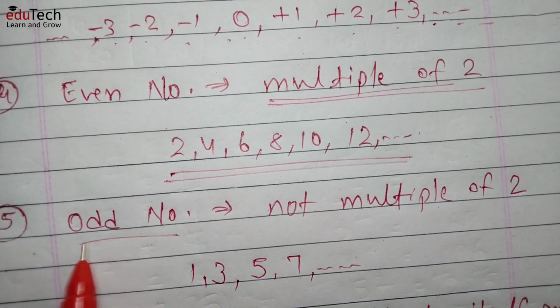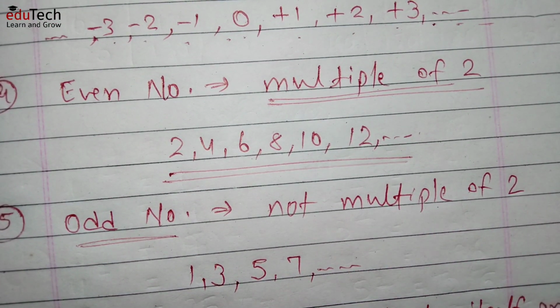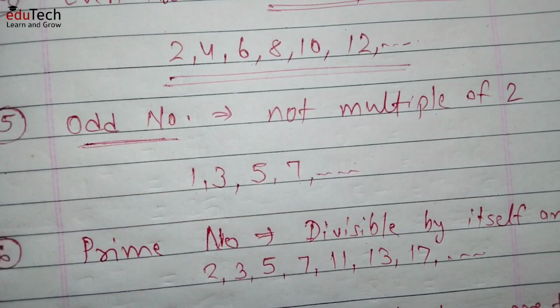Next one is odd number. Odd number is not multiple of 2. Example 1, 3, 5, 7, etc. are odd number. Next one is prime number.